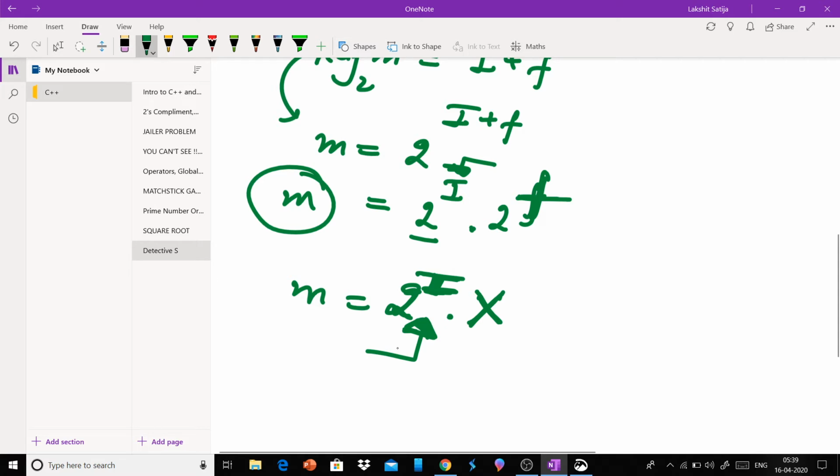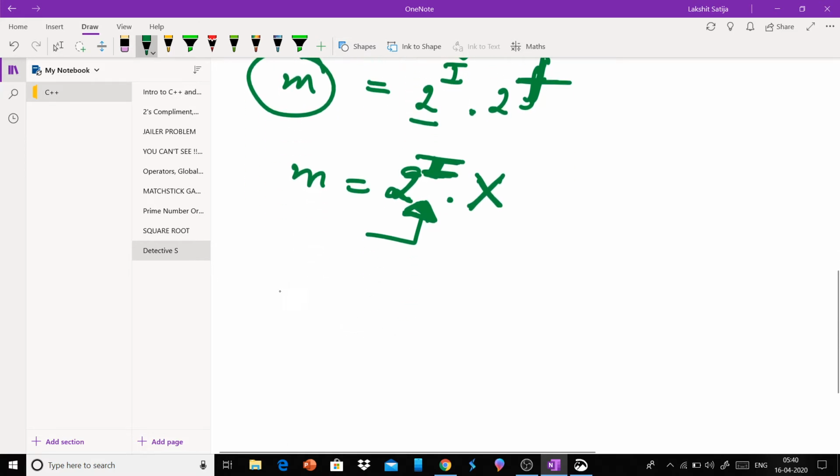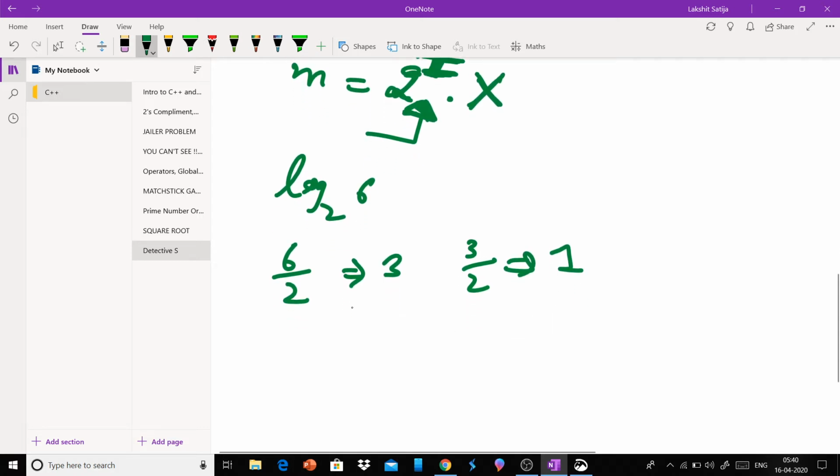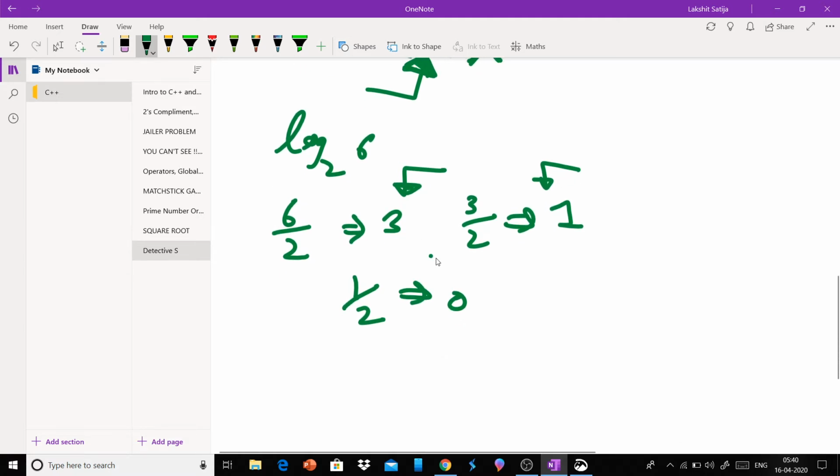Suppose let us calculate log 2 of 6, right? So 6 divided by 2 is equal to 3, and further 3 divided by 2 will give 1 as an integer part. So we can see that we can divide this 2 times. Then 1 divided by 2, 1 is less than 2, so it will give 0. So the answer will be 2, right?